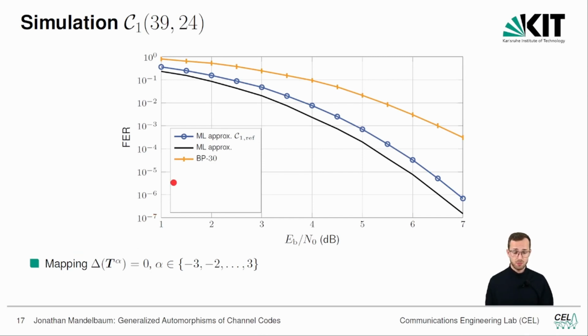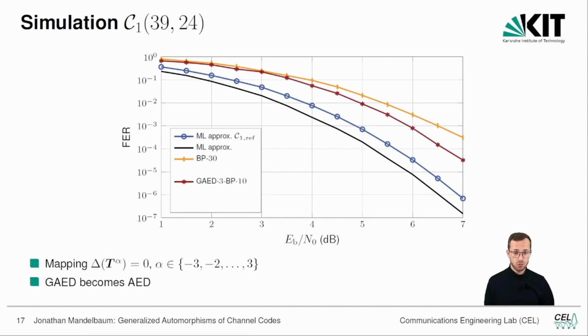Here we have depicted the frame error rate over Eb/N0. In orange, we have the BP performance of a plain BP decoder performing a maximum of 30 iterations. In black, we have the ML performance of our constructed code compared to the ML performance of the reference code in blue. And we can see that in this case, our constructed code has a better ML performance than the reference code.